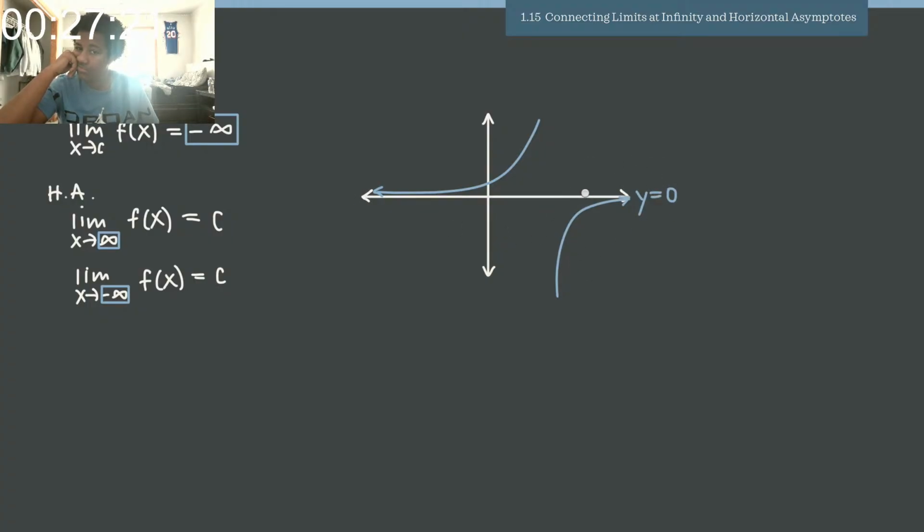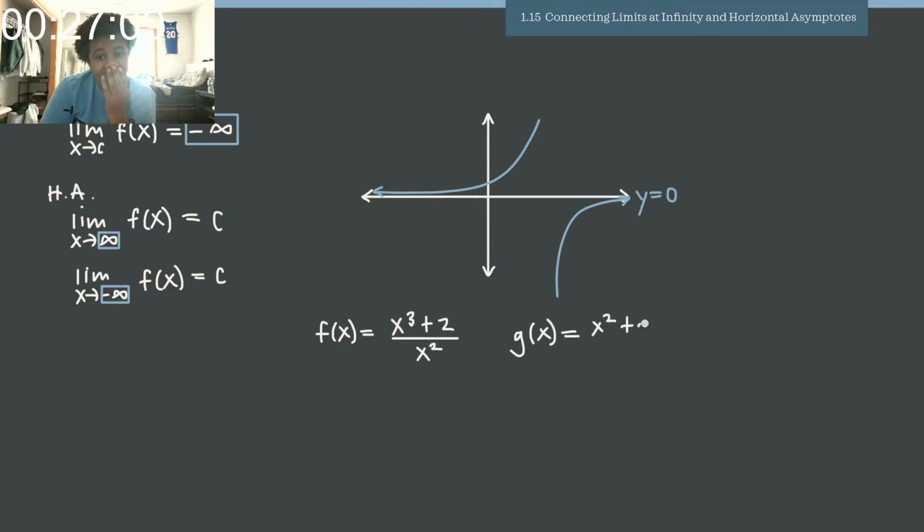All we really want to take away from this lesson is how to figure out where that horizontal asymptote exists, if it exists at all. So to do that, we want to look at a few rational functions. We'll set them up here. We'll say f of x is equal to x cubed plus 2 over x squared. We'll say g of x is equal to, this time, x squared plus 2 over x cubed. And then a third one, we'll call h of x, is equal to x squared plus 2 over x squared.